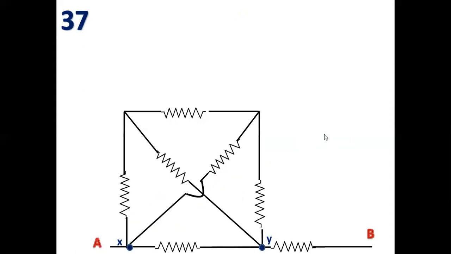37. Yeah, this is the 37 circuit. Here also there is a Wheatstone's network. This is a little bit difficult to find out. So you can't see that Wheatstone's network so easily unless I say that. See, here is A, here is B, and here are X and Y. I have simply marked it to find out where the Wheatstone's network is.